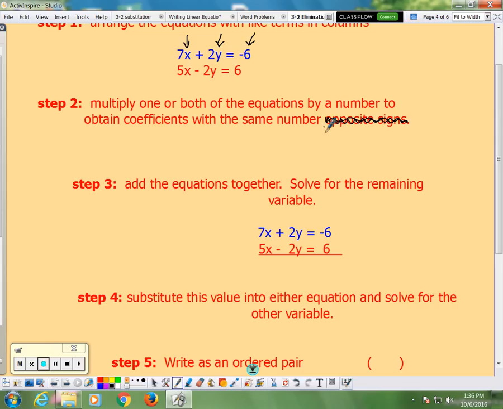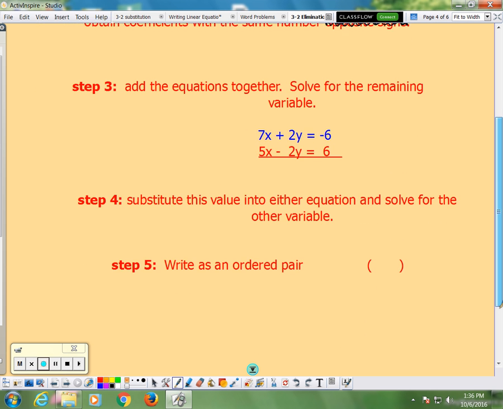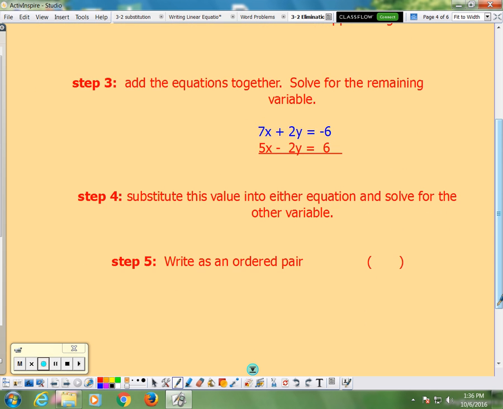So in the case of these, my y's, both of them have a 2. Life is good for us. We don't have to do step 2. We get to go straight into step 3. Now, because they have the same number in front of them, both have 2's, one is a plus, one is a minus. Because they have opposite signs, I get to add these equations together.